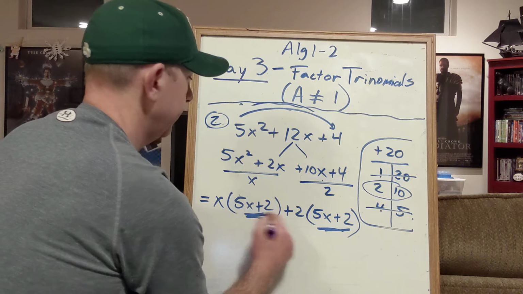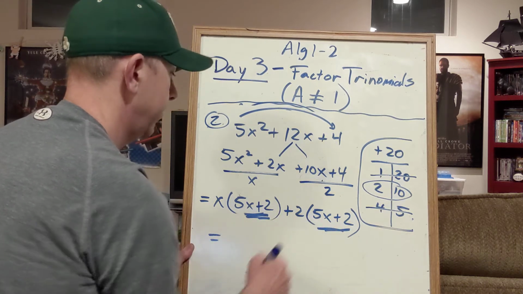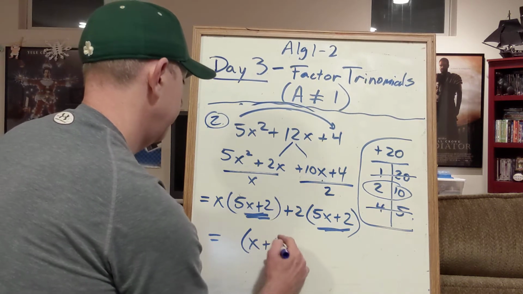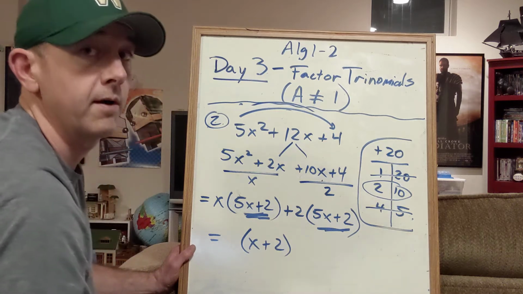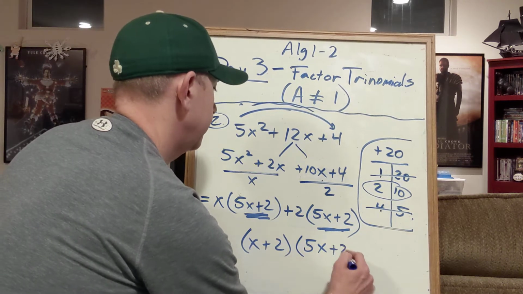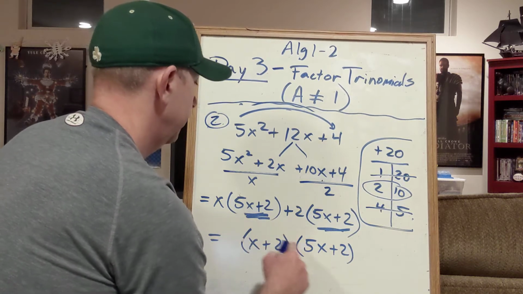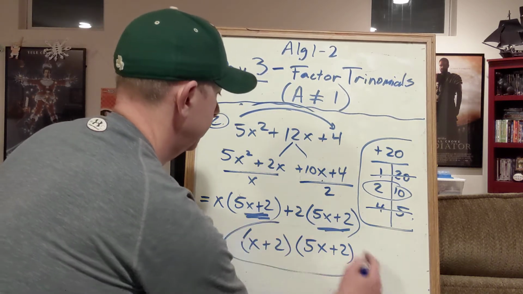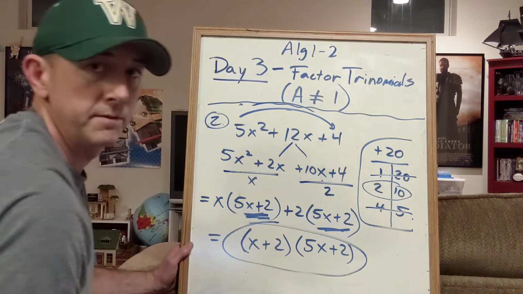We need these to match up. It's kind of a self-check. If these two don't match up, then we've done something wrong. I'm not going to give you one that doesn't work right now. So 5x plus 2. So here's the front terms. These two are the like terms. There's my answer for number 2.